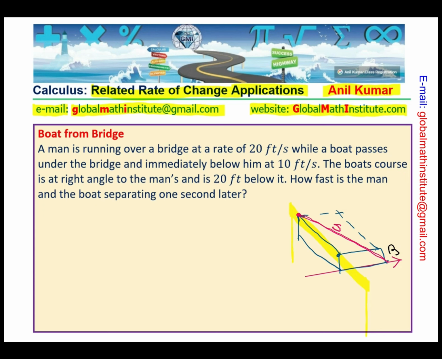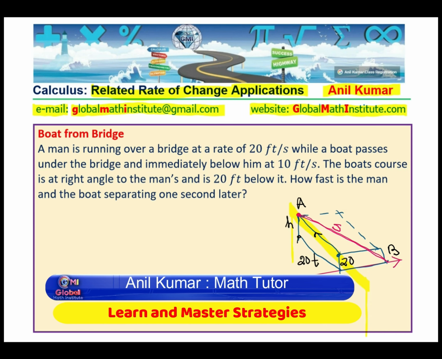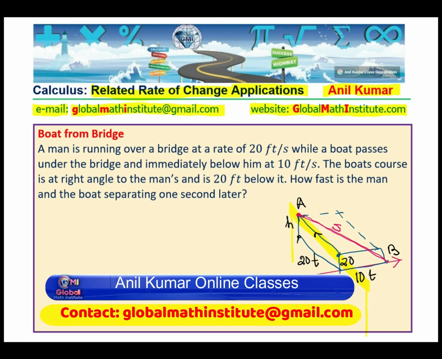So let B be the boat position, A be the person's position. And let's say the height is h, which is 20 given to us. So I'll write 20 here. Now, since the speed of the person is 20 feet per second, then at any instance of given time, the distance which the person has moved will be how much? This distance will be 20t. As far as the boat is concerned, it will go along the horizontal 10t at any instance of time t.